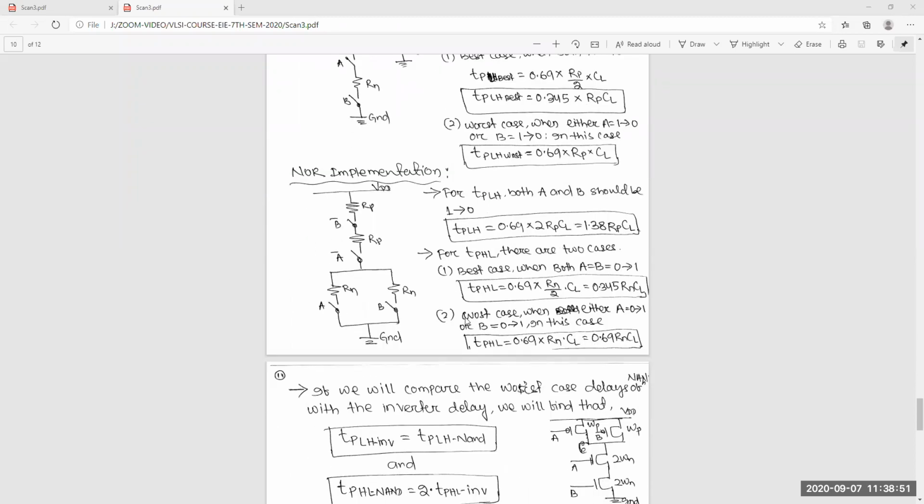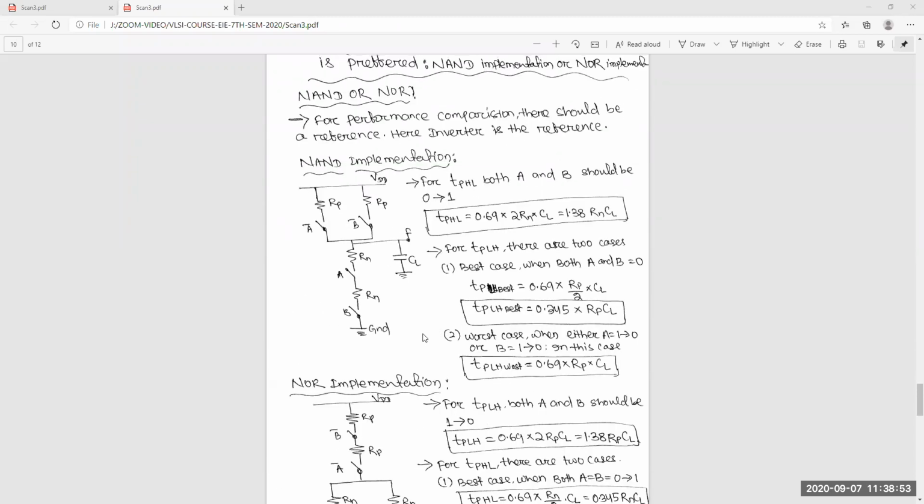So everything is mentioned here, I am just briefing that point. If we compare the delay with the inverter, that means whatever delay we get in the inverter, we assume the same delay here also. If we do that, then we can easily compare the performance of these two, and finally conclude whether NAND is better or NOR is better.